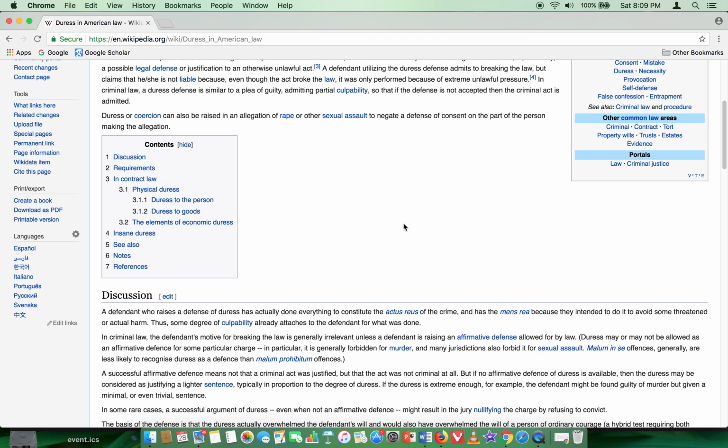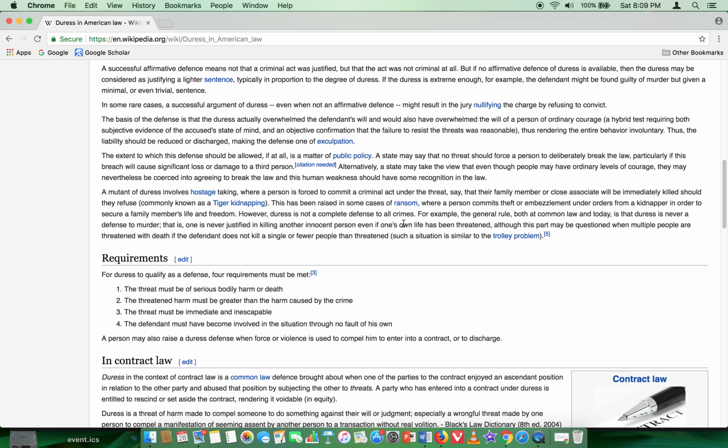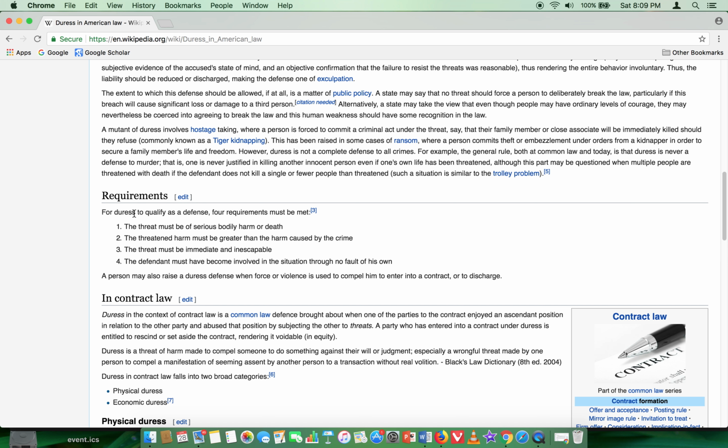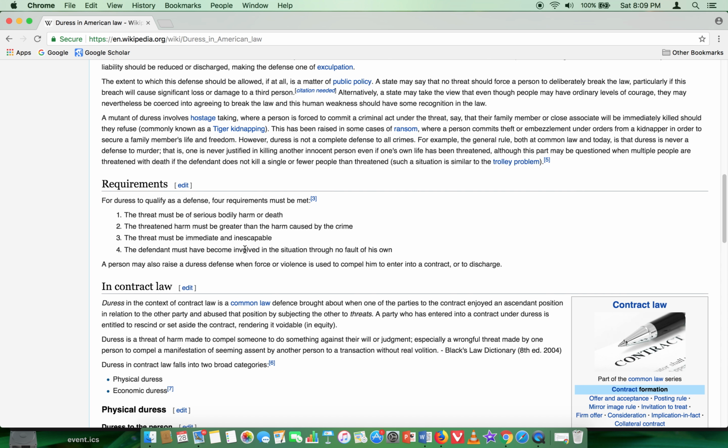Now, there's a discussion of it, and I do believe the requirements for duress must be met. The threat must be of serious bodily harm or death. The threatened harm must be greater than the harm caused by the crime, and the threat must be immediate and inescapable, and the defendant must have become involved in the situation through no fault of his own.